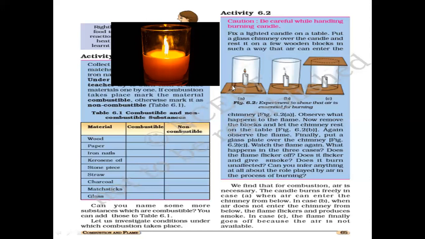Now these blocks which we had put, so that there is some space so that air is there inside this glass chimney, we are removing now. ये जो लकड़ी के टुकड़े थे जिसके ऊपर हमने ग्लास रखा था, वो अभी हम ये दो लकड़ी के चीज निकाल रहे हैं, and we are just keeping it flat on the plywood, on the wooden block. Now what is happening?